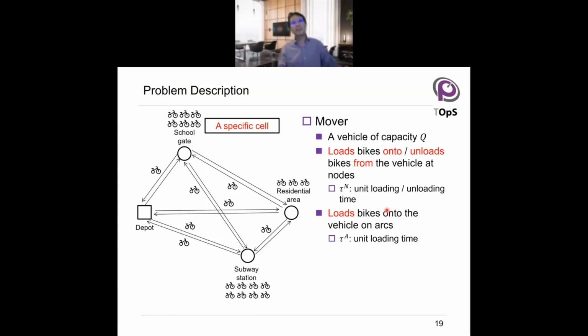Please pay attention that when we say load, we mean loading the bike onto the vehicle, not loading the bike to the gathering points. Also along the arc, the mover only loads bikes onto the vehicle. So the mover will not drop bikes anywhere along the arc.